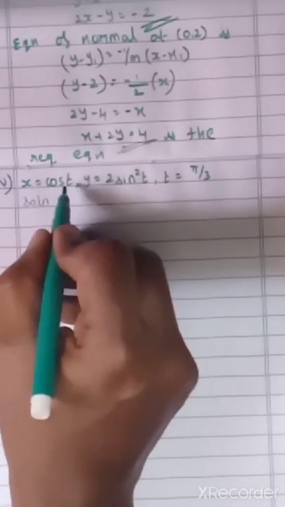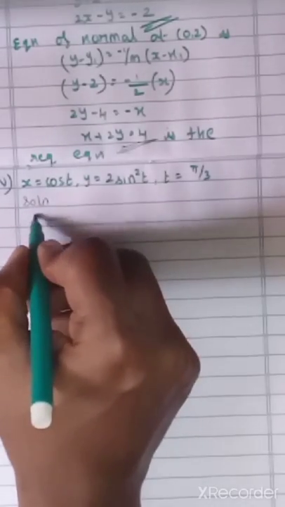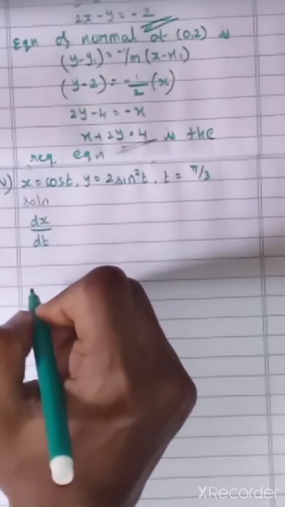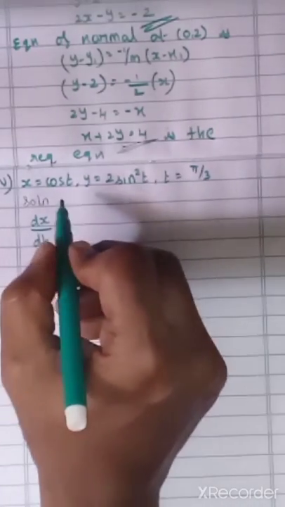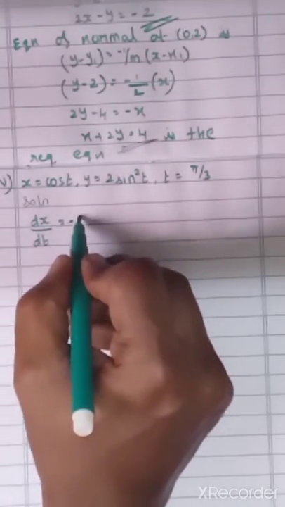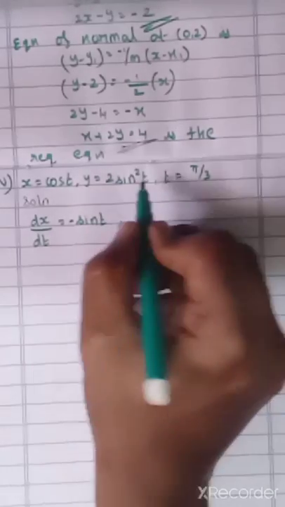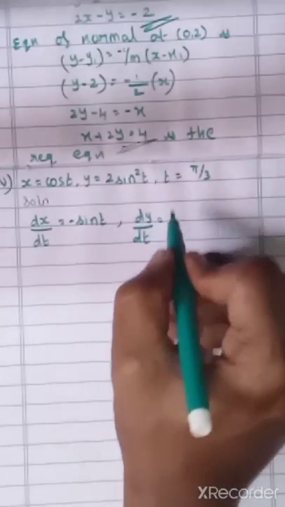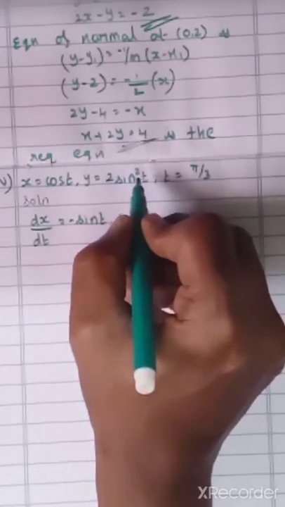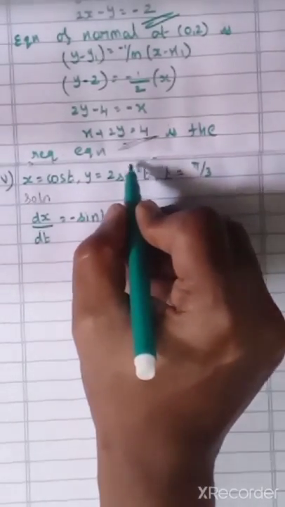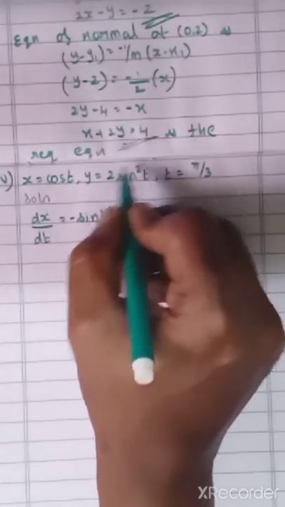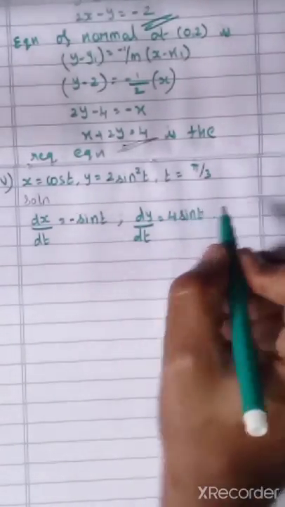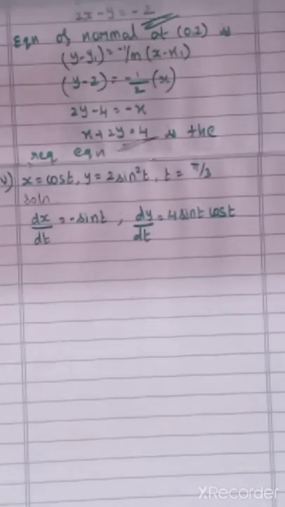So here x is given. If we differentiate this, you will get dx by dt, since the variable is t only. Dx by dt equals the differentiation of cos t, which is minus sin t. Now if you differentiate y, what you will get? Dy by dt equals, you have to first differentiate the power, then differentiate the variable. So the power will come down, 2 2s are 4 sin t, and the differentiation of sin t is cos t.